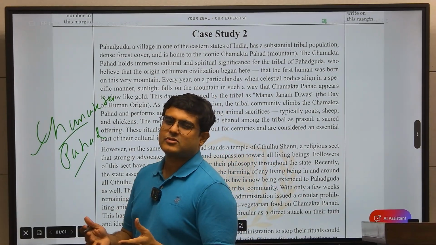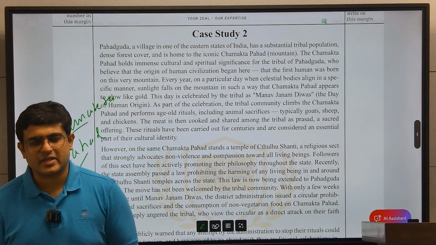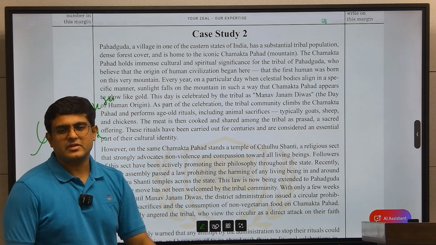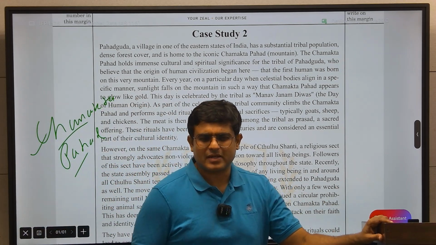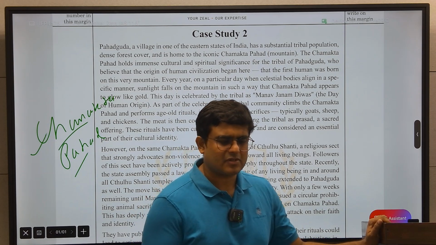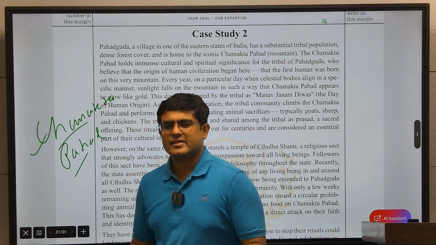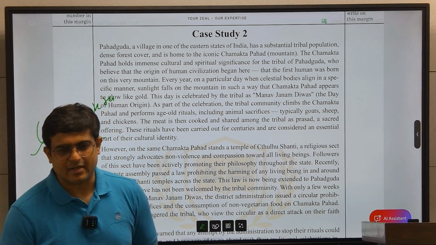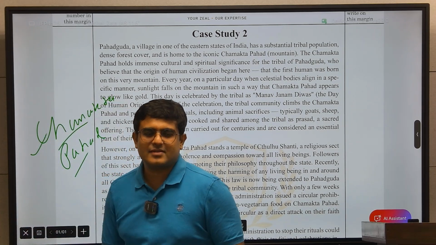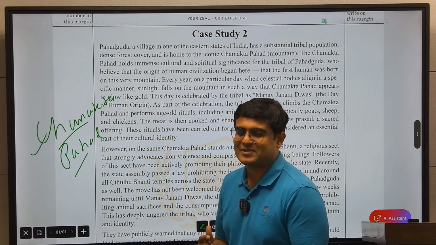On Manav Janma Divas, the tribals climb this Pahad to worship it. They sacrifice animals, typically goats, chickens, etc., and they cook the food there on the Pahad and eat it as prasad. Now, the problem in this case is not that.